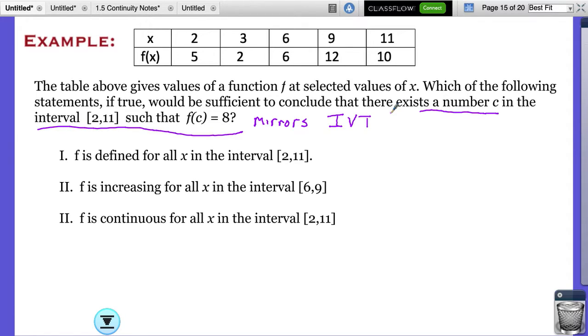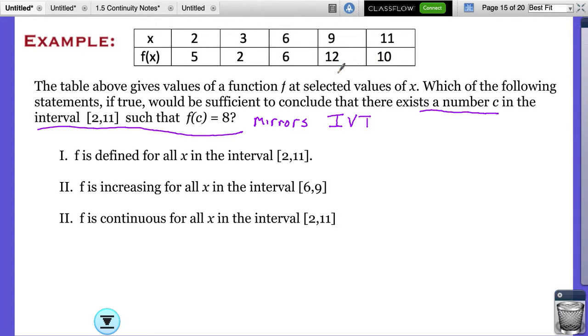All right, and so one of the things is I had to have an f of a and f of b value. The y values had to be one less and one greater than 8. Is that true here? Yep. Okay. I go 5 down to 2, up to 6, up to 12, and down to 10.